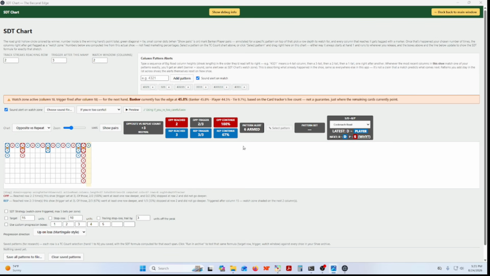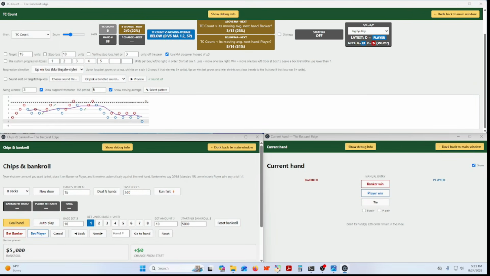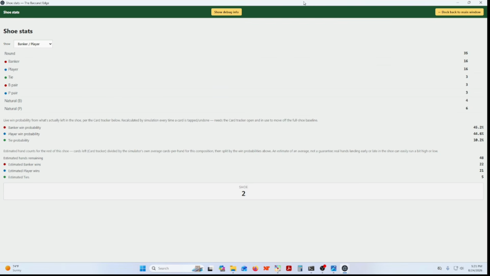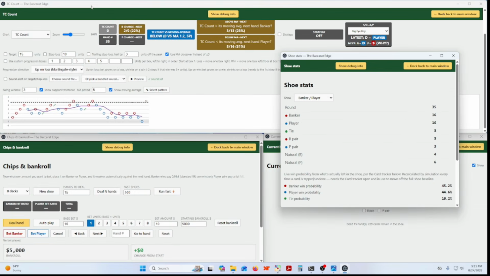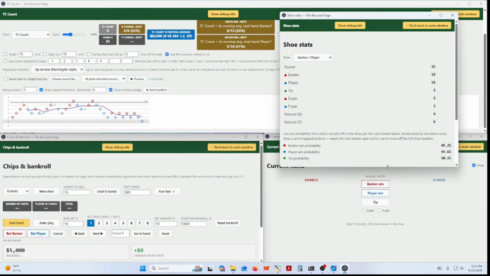Okay? So, this is what this SDT chart is telling you so far. Okay? Let's go back to the main course. Let's go enjoy some more of the main course. Let's bring this down for a second. The stats. Let me just bring it right. Let's bring the stats down for a second and look at these stats.